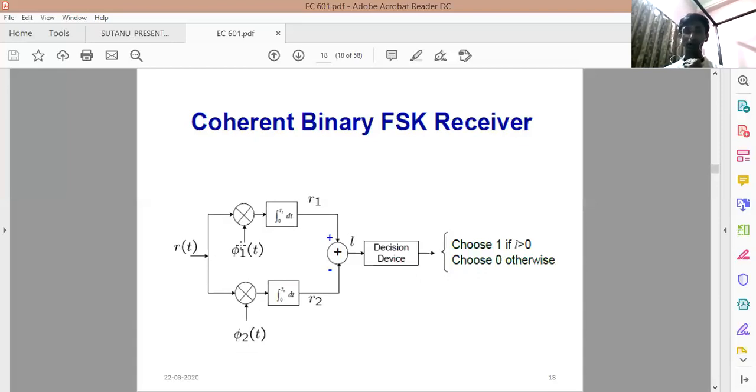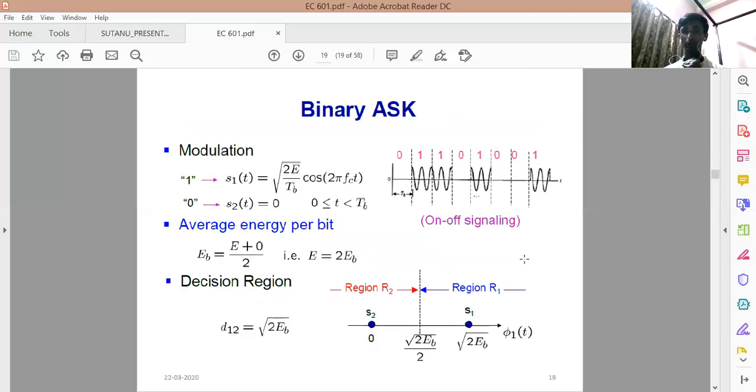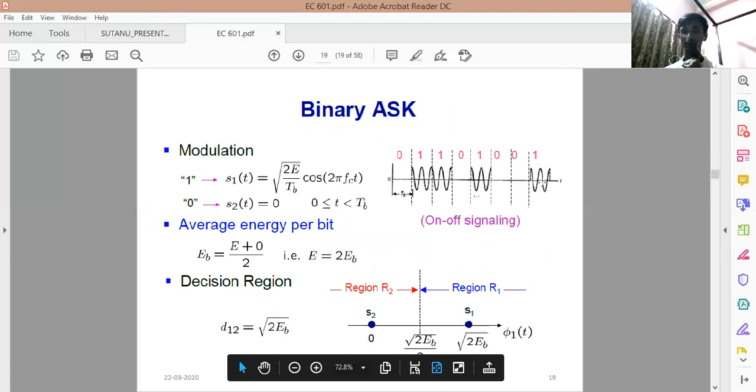receivers, and I told you what is the meaning of decision device, and when it can switch to 1, that means when some threshold value is less than our output of this L, then I'm getting the output as 1. When the threshold value is greater than this L, I'm getting 0. When I'm talking about ASK, what about the ASK? ASK is something like that. That means on-off keying. I have discussed everything.